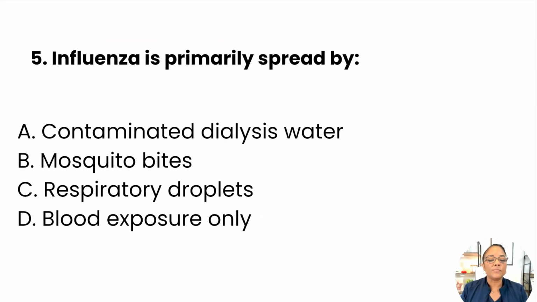5, influenza is primarily spread by A, contaminated dialysis water, B, mosquito bites, C, respiratory droplets, D, blood exposure only.